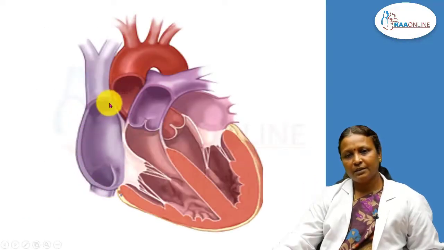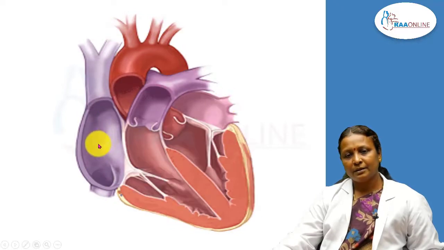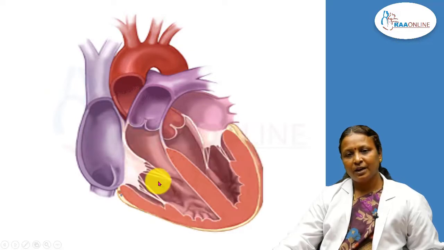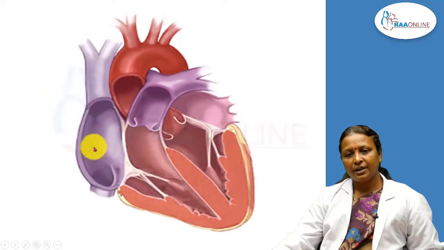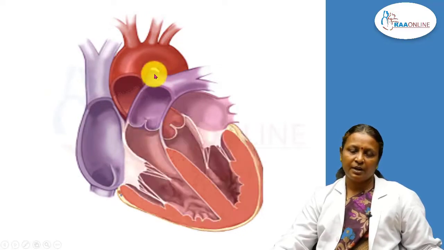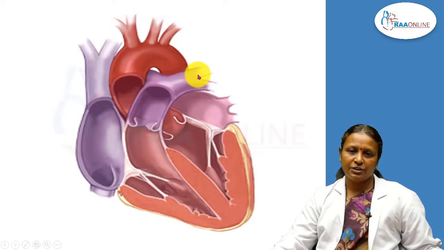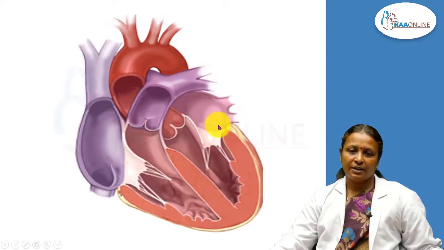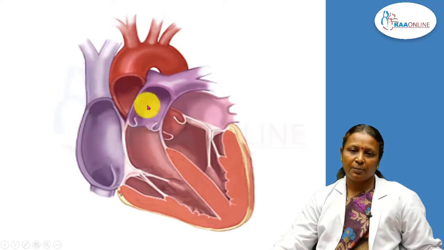Here you have the atria, the right atrium and the left atrium. You have the right ventricle and the left ventricle. The atria receives the venous blood and empties it into the right ventricle. From the right ventricle, blood enters into the pulmonary circulation. The oxygenated blood is received by the left atrium. Blood from the left atrium enters into the left ventricle to be pumped into the systemic circulation.